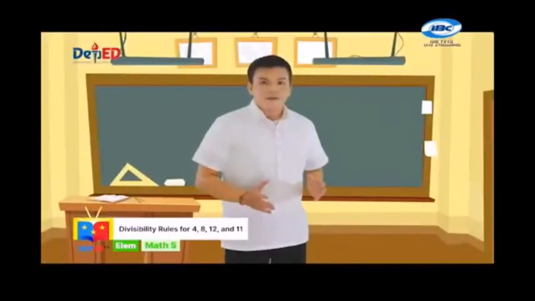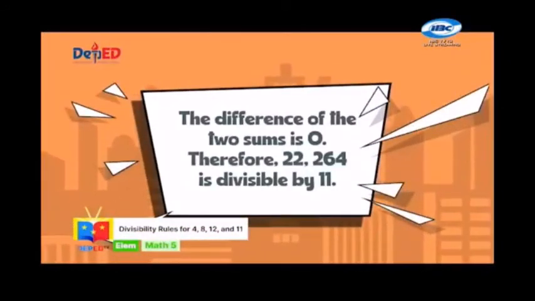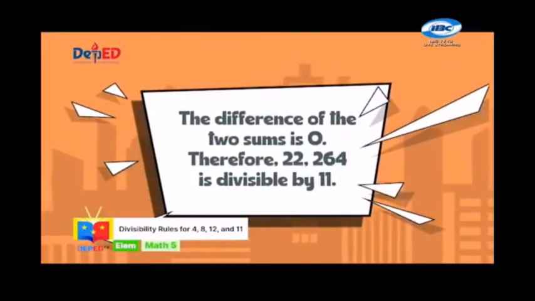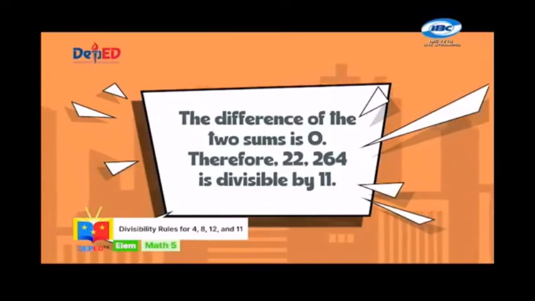Can you still remember the divisibility rule for 11? It states that the difference between the sum of the digits in the even places and odd places is either 0 or divisible by 11. In this case, the difference of the two sums is 0. Therefore, 22,264 is divisible by 11.